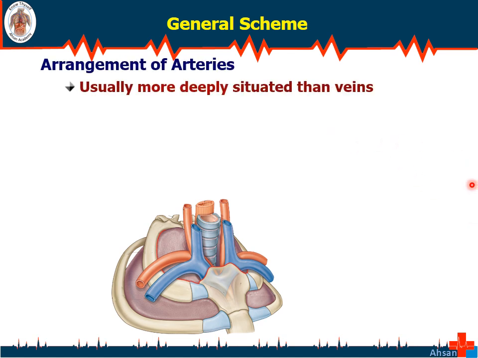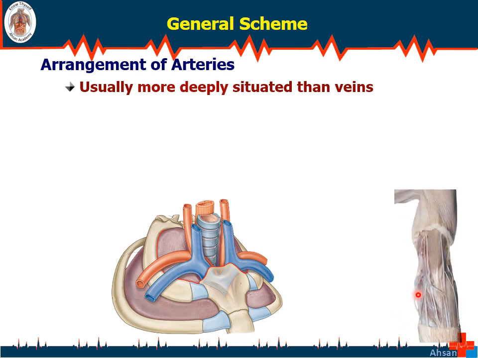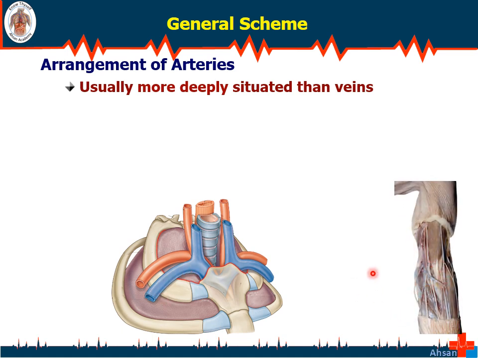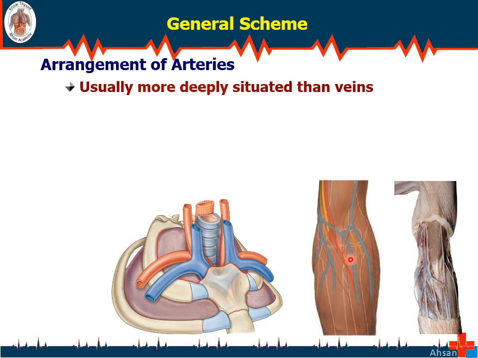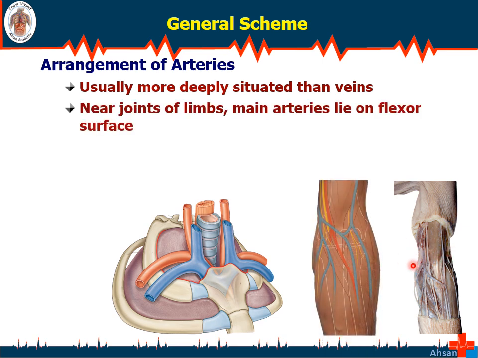Usually the artery lies deep and veins are superficial. You can see here the deep part, the subclavian artery, is deeper in position related to the subclavian vein. You can see the veins are separated into superficial and deep sets, but the artery lies in the deeper part.